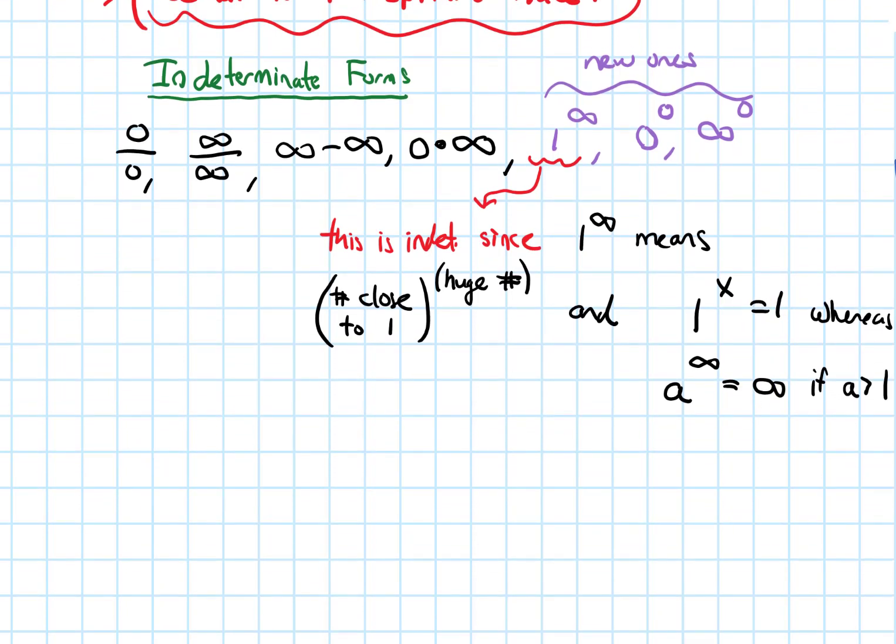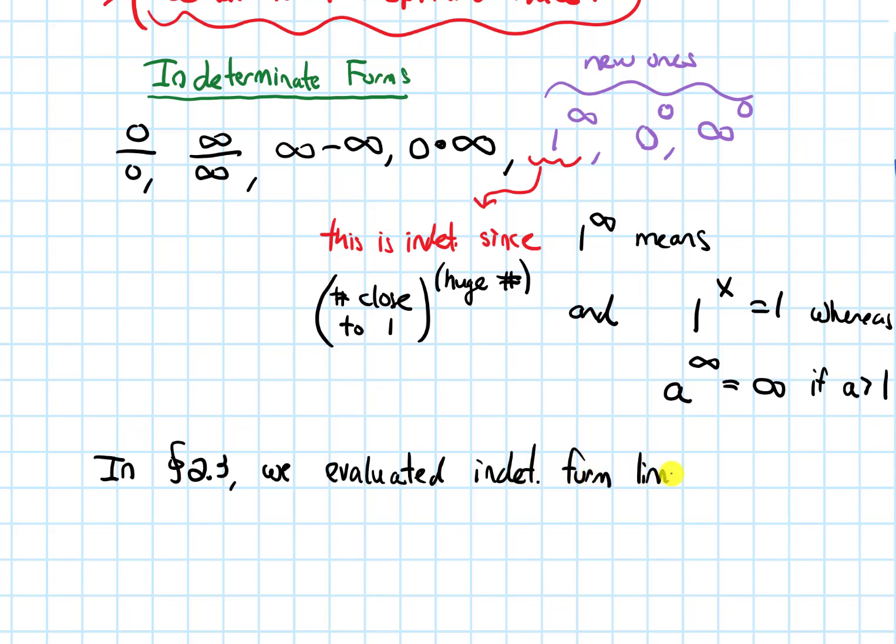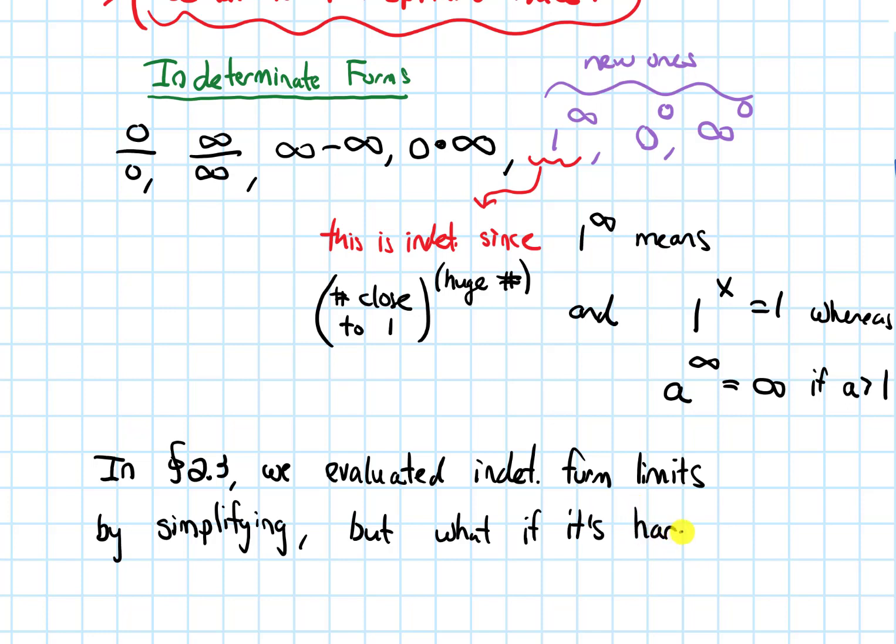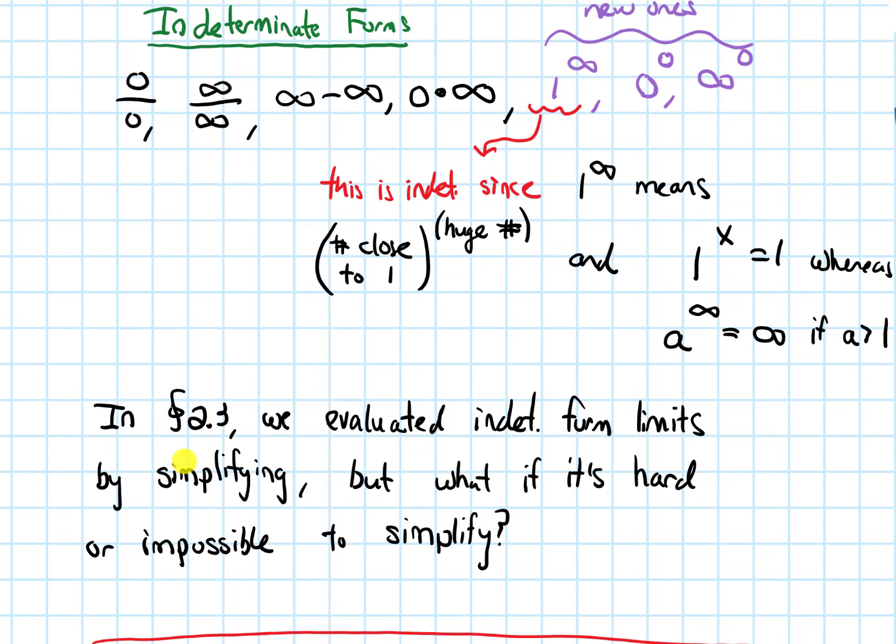All right, so back in section 2.3, we evaluated indeterminate form limits by simplifying our expression. Usually we got something to cancel that ultimately let us plug in. But what if it's either hard or impossible to simplify our function? For the most part, we haven't seen limits like this because we just didn't know how to handle them, so we didn't try them.